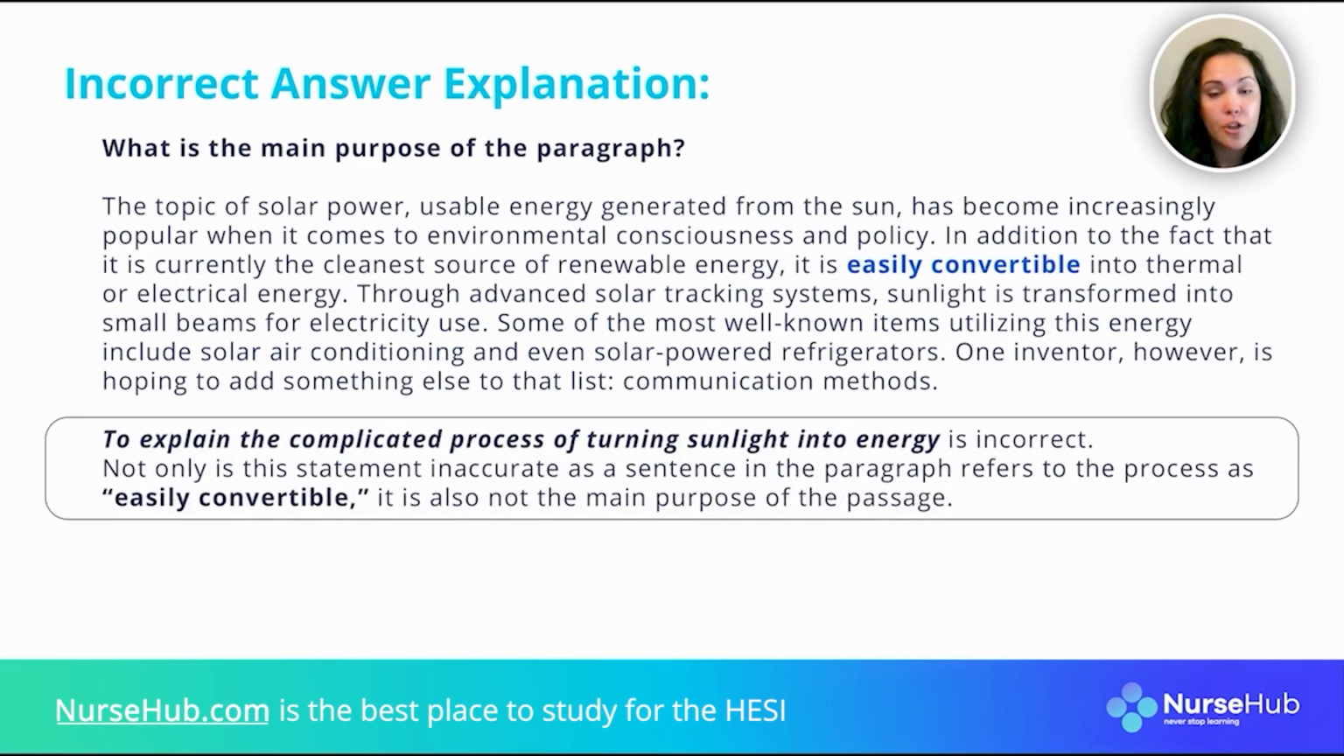All right, here's your last incorrect answer explanation. To explain the complicated process of turning sunlight into energy. Not only is this statement inaccurate, as a sentence in the paragraph refers to the process as easily convertible, it's also not the main purpose of the paragraph.